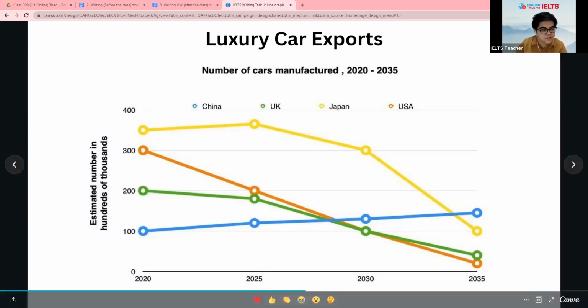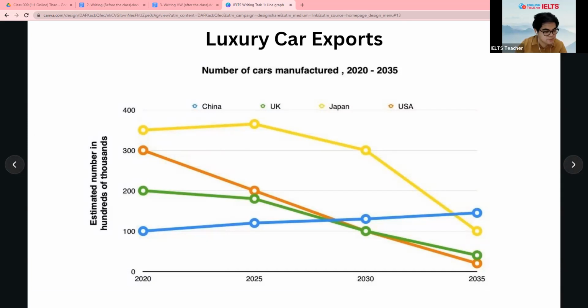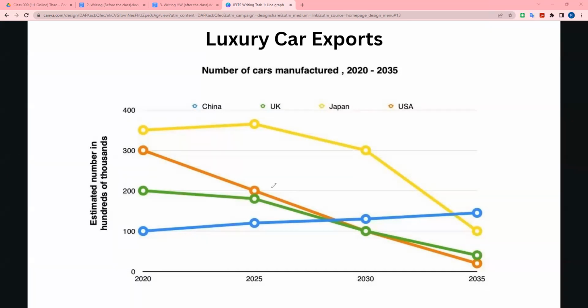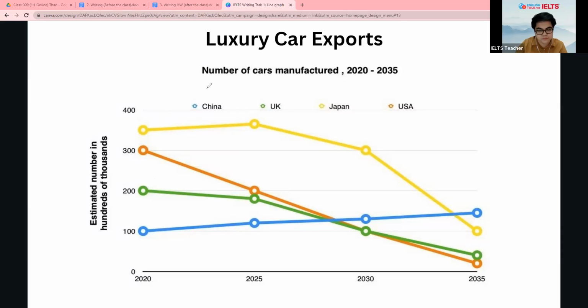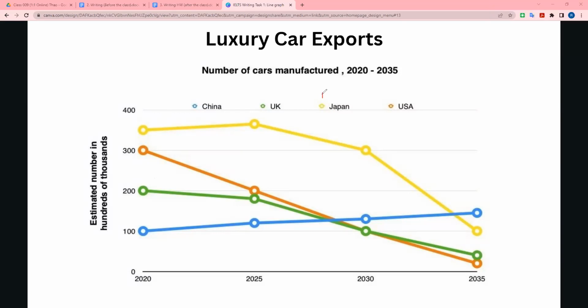Okay. So Tao, 1, 2, 3, go. The number of cars manufactured in Japan used to be the highest, but at the end of the period, it took the second position, while it is a completely opposite for China. Used to be the lowest, but then took the first place.